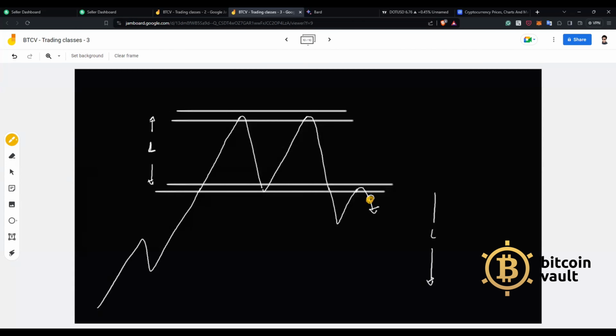You enter after the support becomes a resistance. Okay, you let the market drop, and then just like that, how we did previously, you exit before the length. Okay, you put a stop loss right around here. You put an entry point. Okay, and you press exit point.